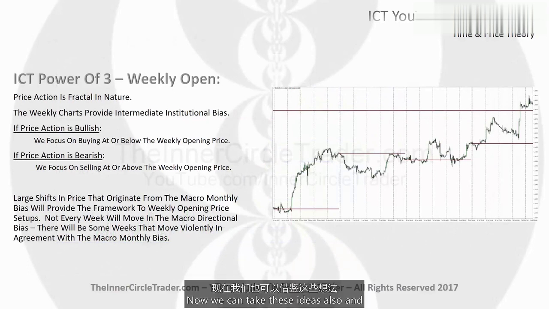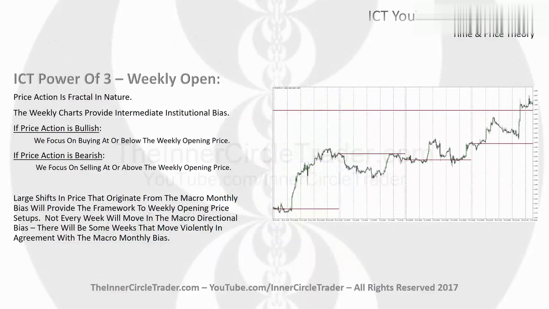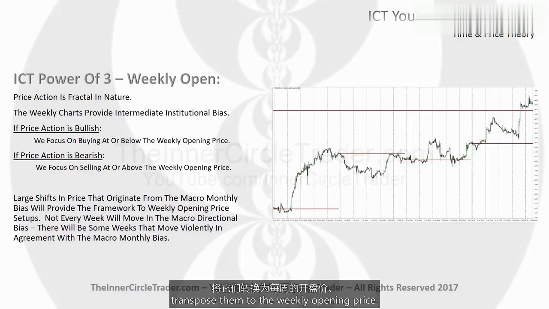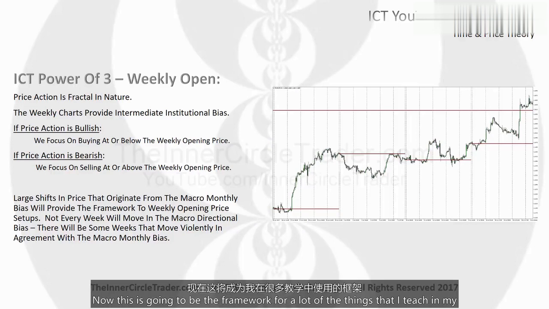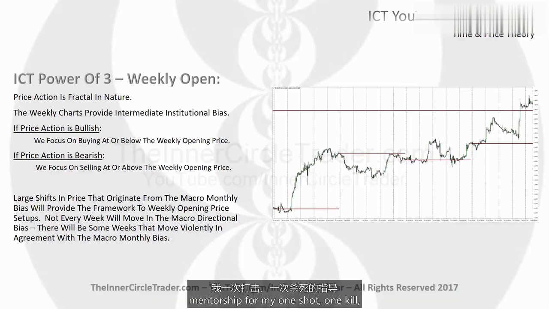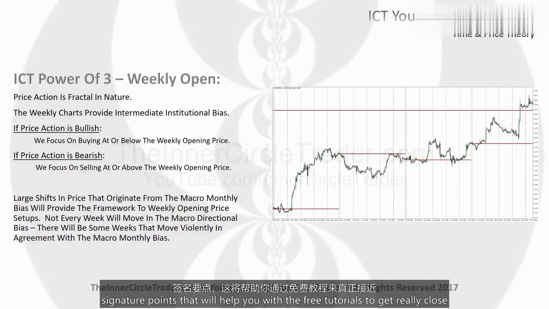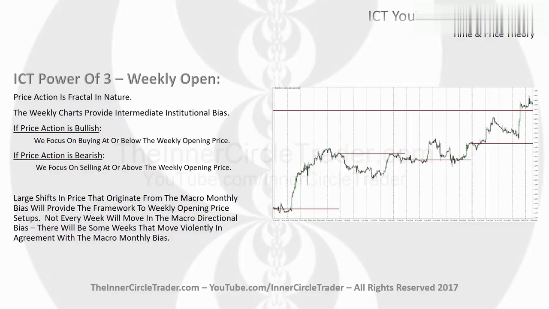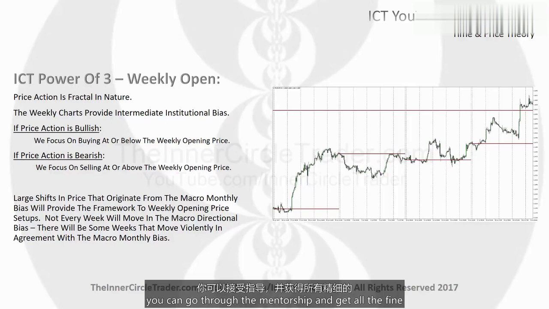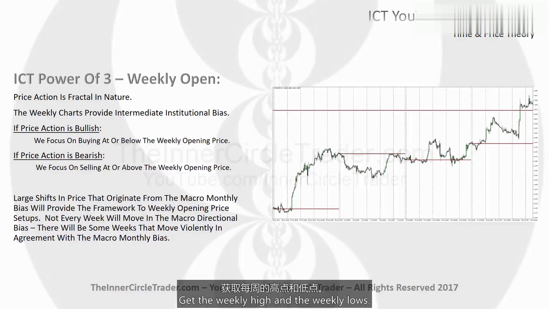Now, we can take these ideas also and transpose them to the weekly opening price. Now, this is going to be the framework for a lot of the things that I teach in my mentorship for my one-shot, one-kill, which is essentially trading the weekly range. Now, I'm not going to be teaching that here, but I will give you some of the signature points that will help you with the free tutorials to get really close to how I do one-shot, one-kill. But if you want to learn it, you can go through the mentorship and get all the fine details about how to do it and how I look for it, get the weekly high and the weekly lows.